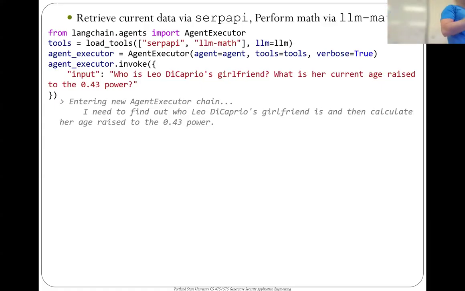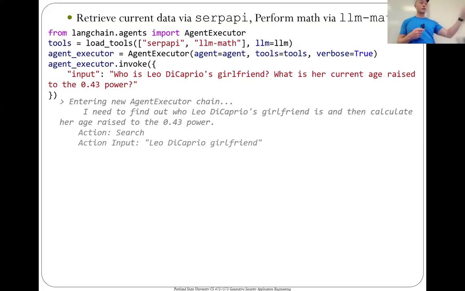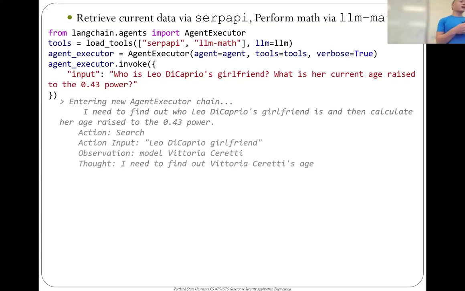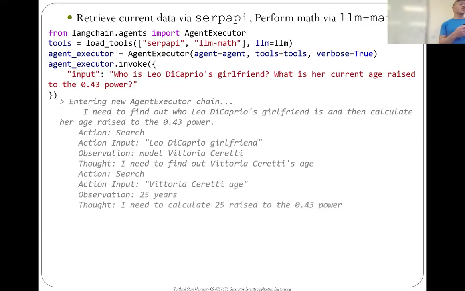And so this is the thought. The first thought is I need to find out who Leonardo DiCaprio's girlfriend is, and then do the age. And so the first thing I'm going to do is search for his girlfriend. I get back Vittoria Soretti, and then the next thought is, I need to find out her age. So I'm going to do another search. What is her age? And I'm going to get the result back. It's 25 years old.